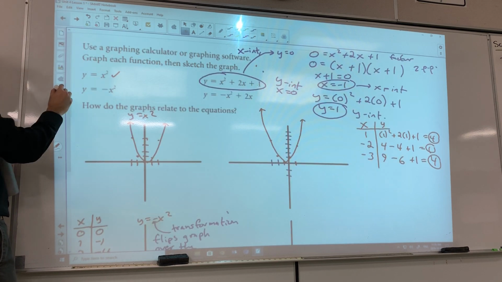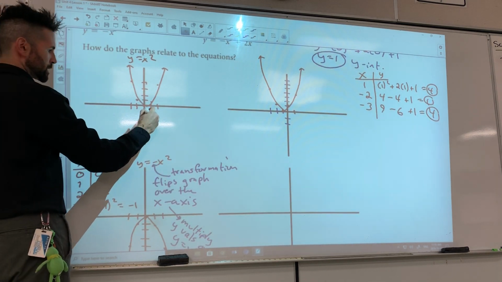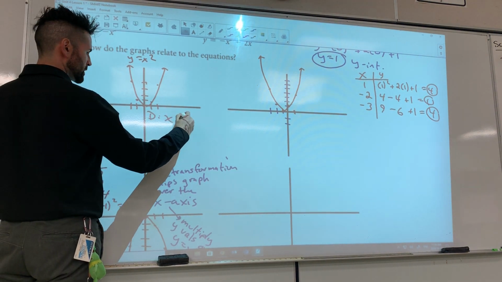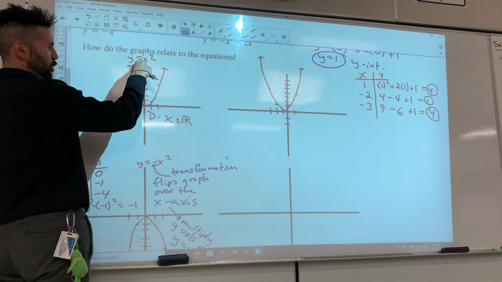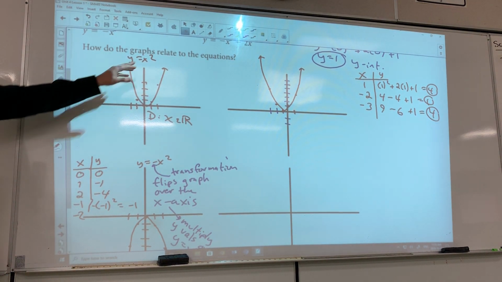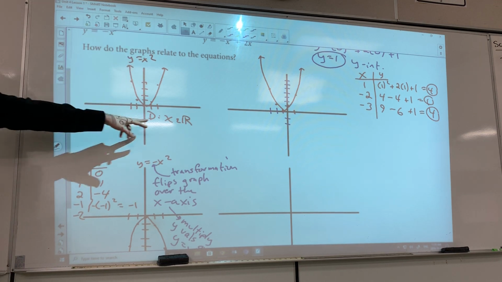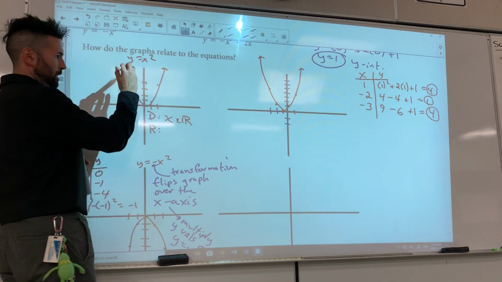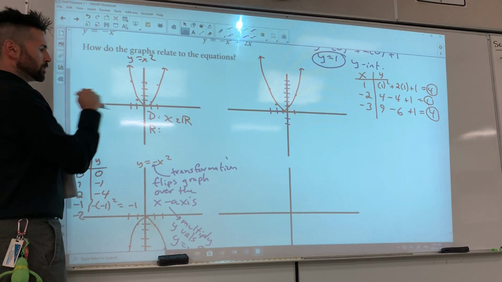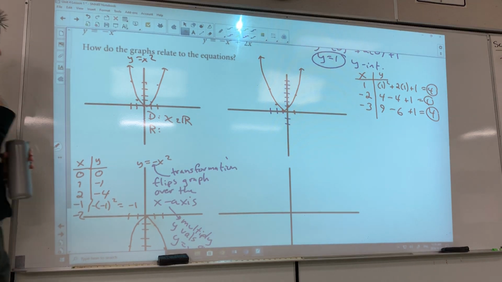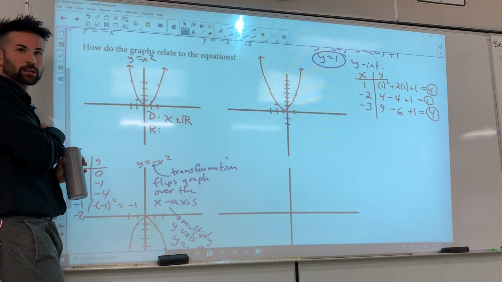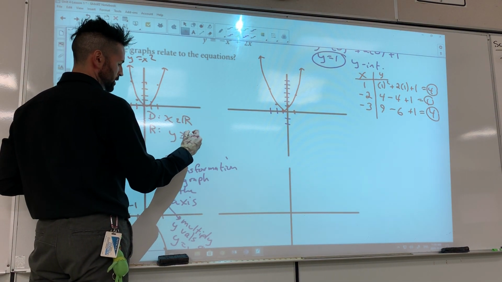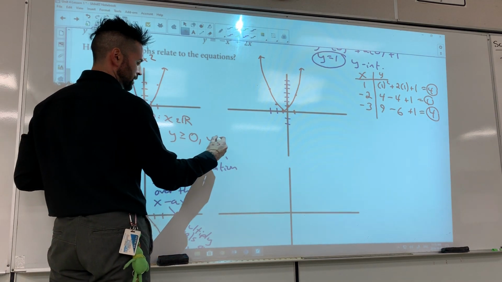Let's go back and do domain and range for this one. What's the domain? X element of the reals. The reason is there's no restriction on what I can plug in here. There's no division by 0, there's no square root. I can plug in any x value and generate an answer. The range: if you have the picture, doing domain and range is fairly easy. What is the lowest y value I have? 0. And can y equal 0? Yeah, that's my x and my y-intercept, so I would write y greater than or equal to 0.